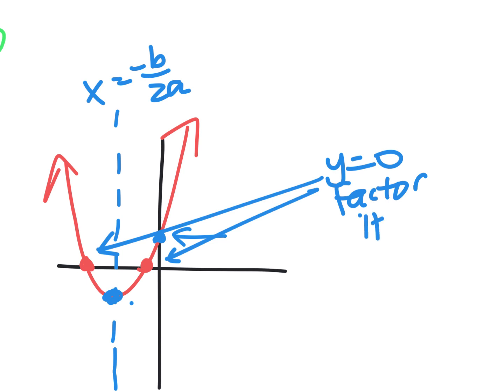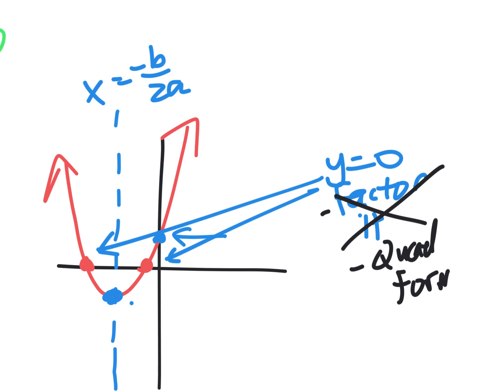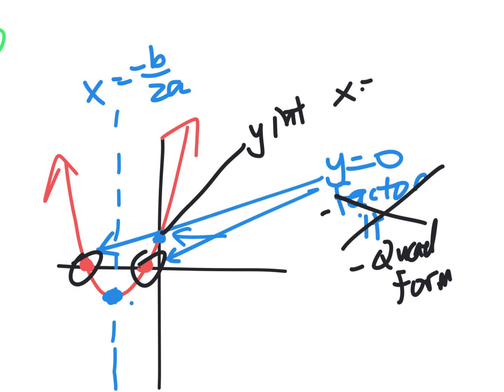And it also comes from the quadratic formula. Remember, if you can factor it, you should. But what if it won't factor? Like, oh, I can't factor it. The quadratic formula gets you these two spots. How do you get the y-intercept? X equals 0. You set x equal to 0.